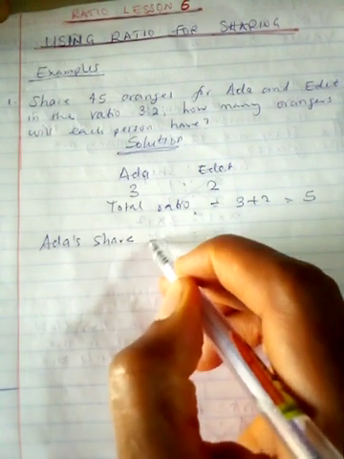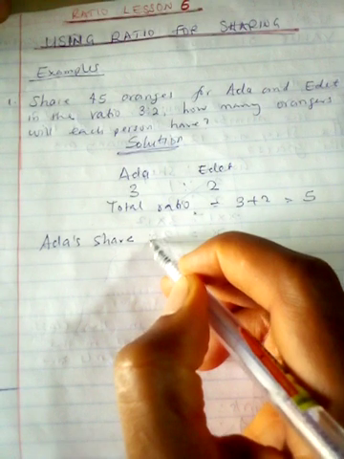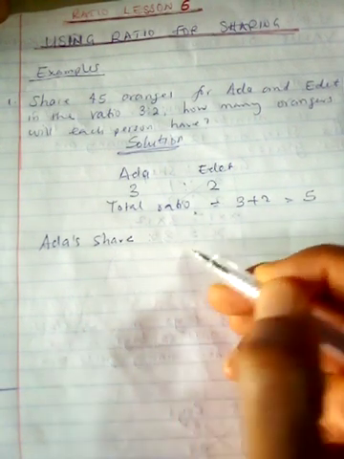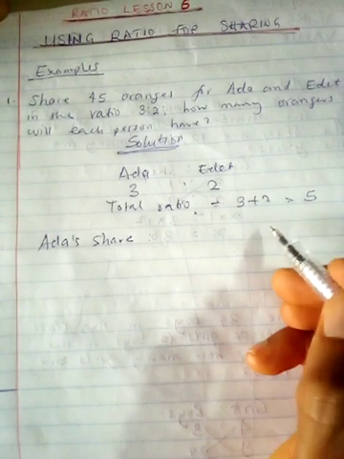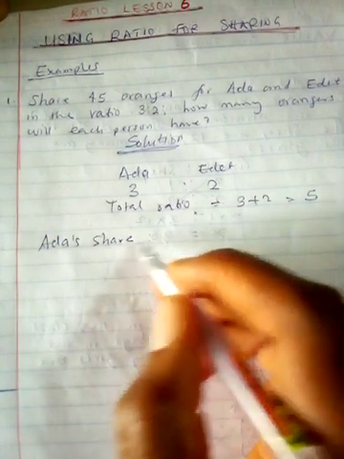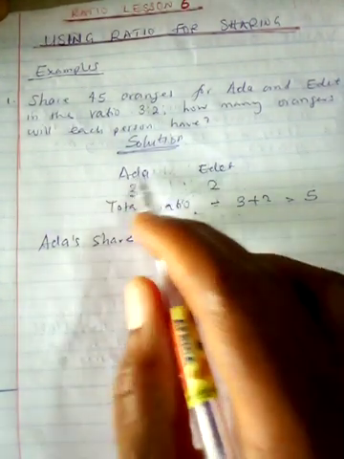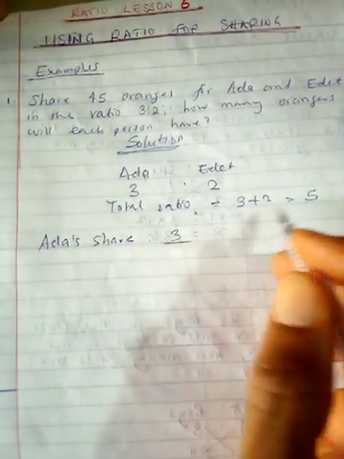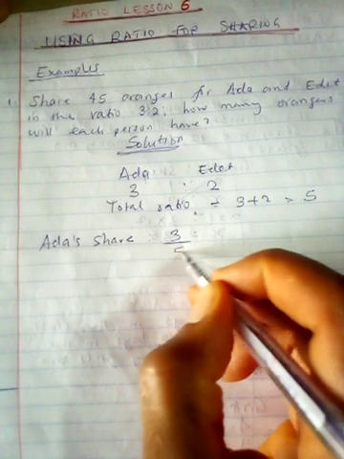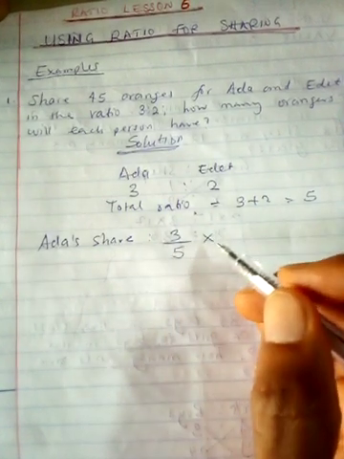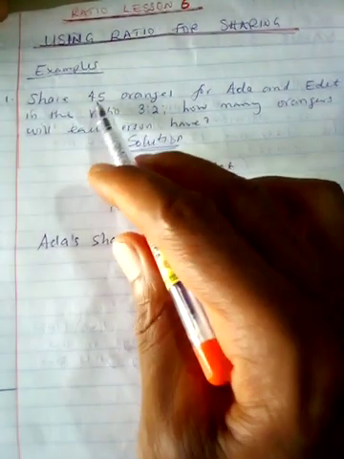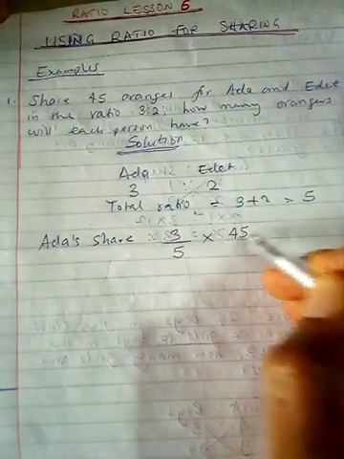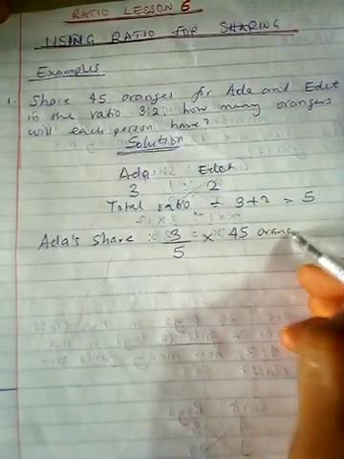To find anybody's share, you start with the person's ratio over the total ratio, multiplied by the quantity to be shared. Ada's ratio here is 3, so you write 3 over the total ratio, which is 5, then multiply by what is to be shared. Here they are sharing 45 oranges, so we multiply by 45 oranges.